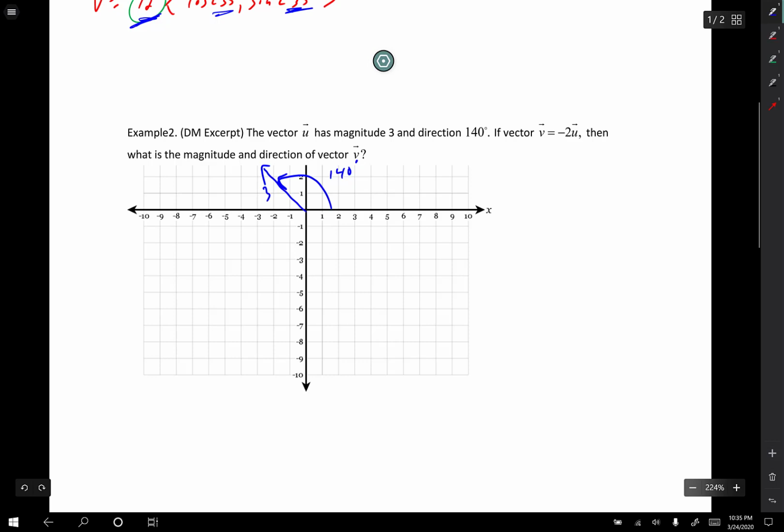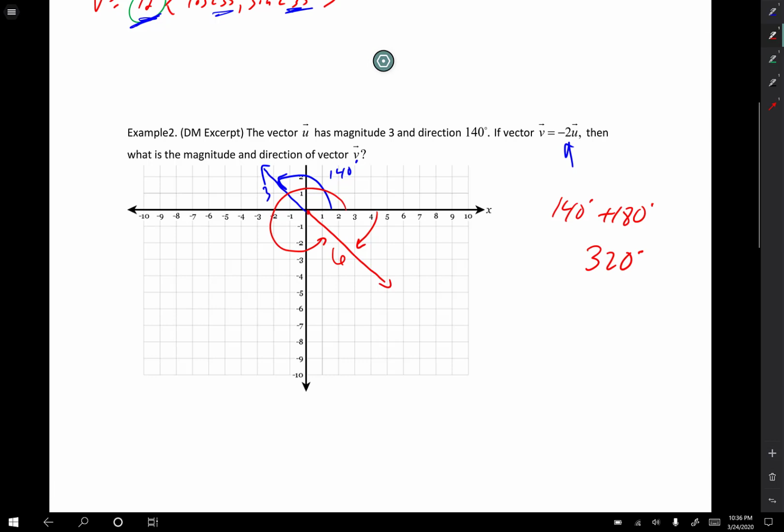Now, this is negative 2, guys. Because it says negative 2, that means opposite. So 3 times negative 2 is negative 6. So I'm going to go like this. Negative 6, so this magnitude is 6. And the angle, you could either say it's that angle there or it's this angle here. I think Delta Math has it between 0 and 360. So what you're going to do is take that 140 and add 180 to it. So 140 degrees plus 180, not that I need a calculator here, you get 320 degrees. And there it is, guys.